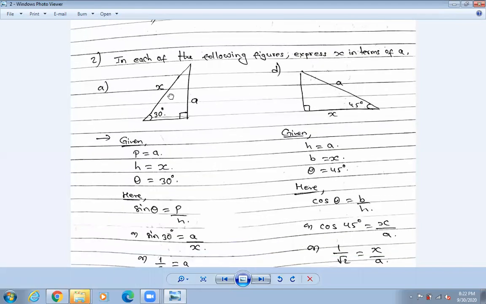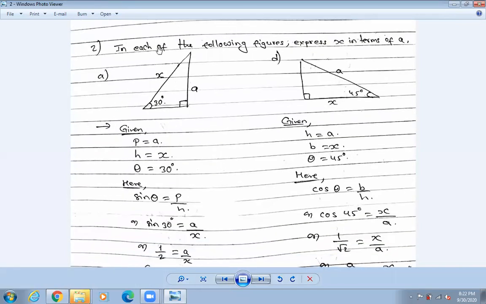Okay, so now, in each of the following figures, express x in terms of a. Find the value of x in terms of a. Get the value of x. Okay, so how to get the value of x?